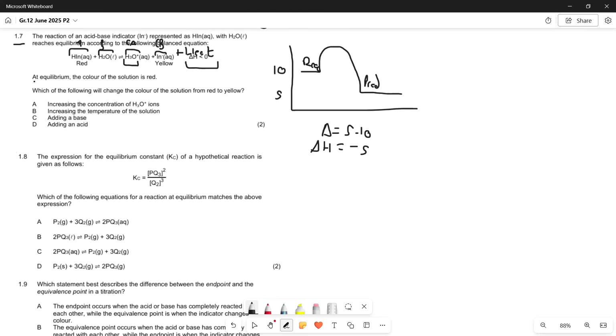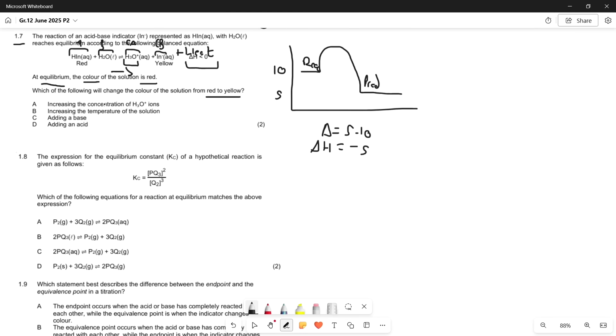So then they're saying at equilibrium, the color of the solution is red. So it means that the reverse reaction was favored and we end up with more red in the solution, and we've also run out of H2O, we've run out of our base in the solution. So which of the following will change the color of the solution from red to yellow? So we want to favor the forward reaction. So we have a couple options.